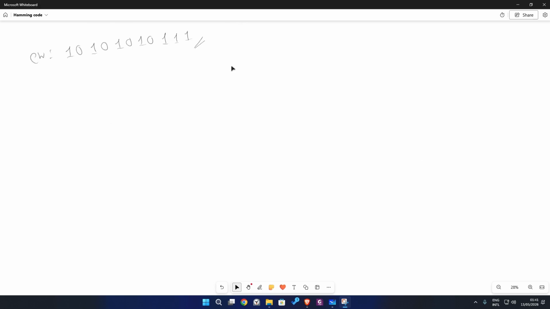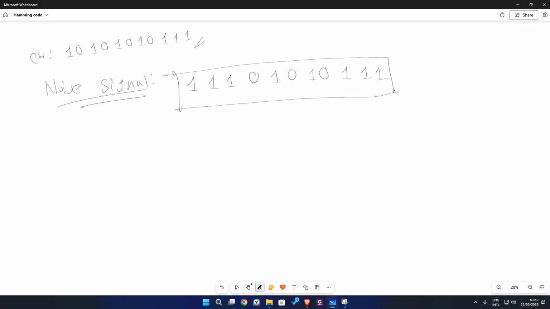Now we will start the error detection part. So this is our received code word, but we can get some noise. So let us consider the received noisy signal, or the code word, is 1 1 1 0 1 0 1 0 1 1 1. So let us bound it into cells.